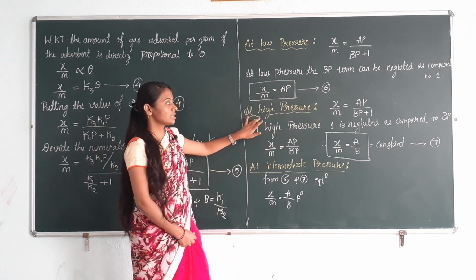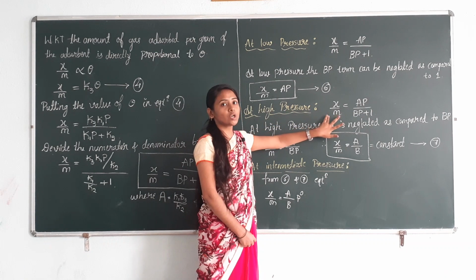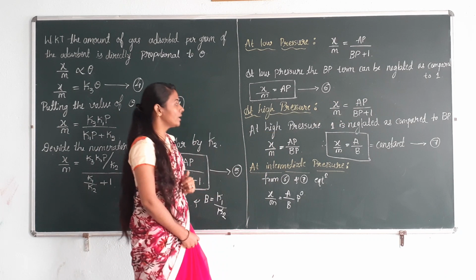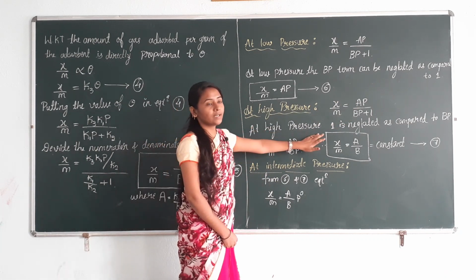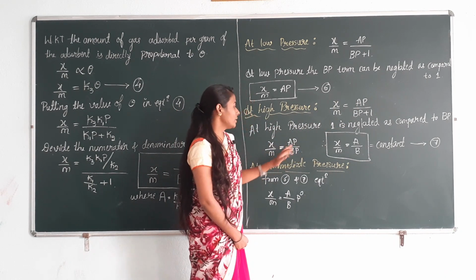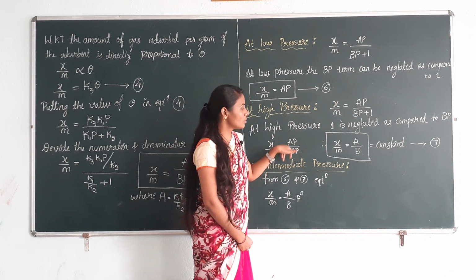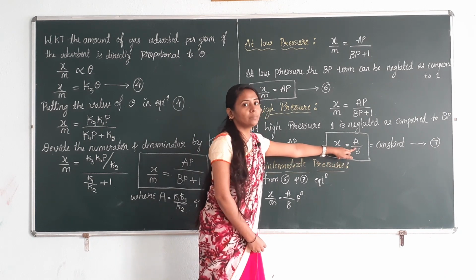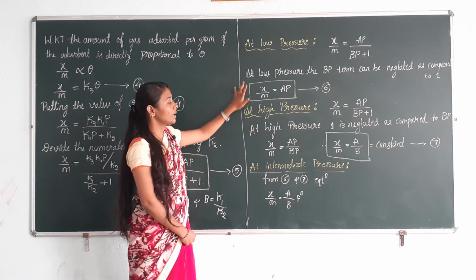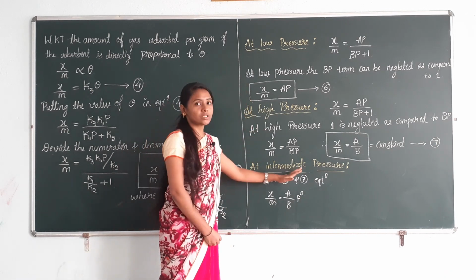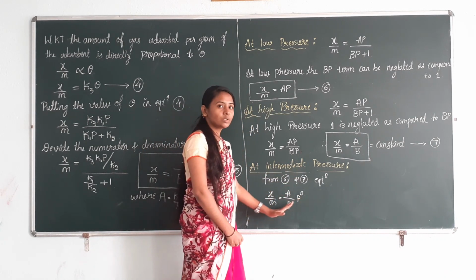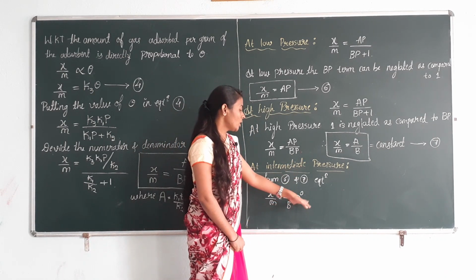Next, at high pressure, the Langmuir adsorption isotherm equation is x by m equals AP divided by BP plus 1. At high pressure, 1 is neglected as compared to BP. So here P cancels, and x by m equals A by B, which is a constant. This is the 7th equation. At intermediate pressure, from equations 6 and 7, x by m equals A by B into P raised to a fraction.